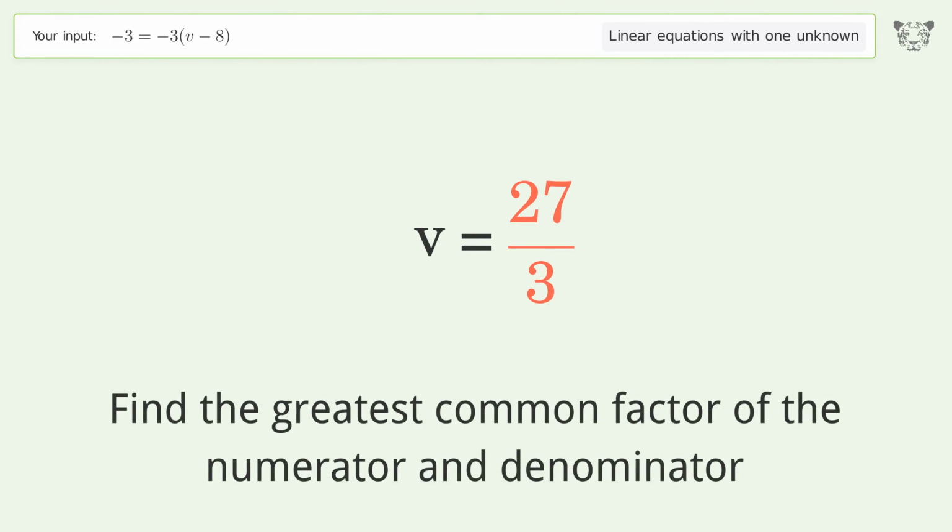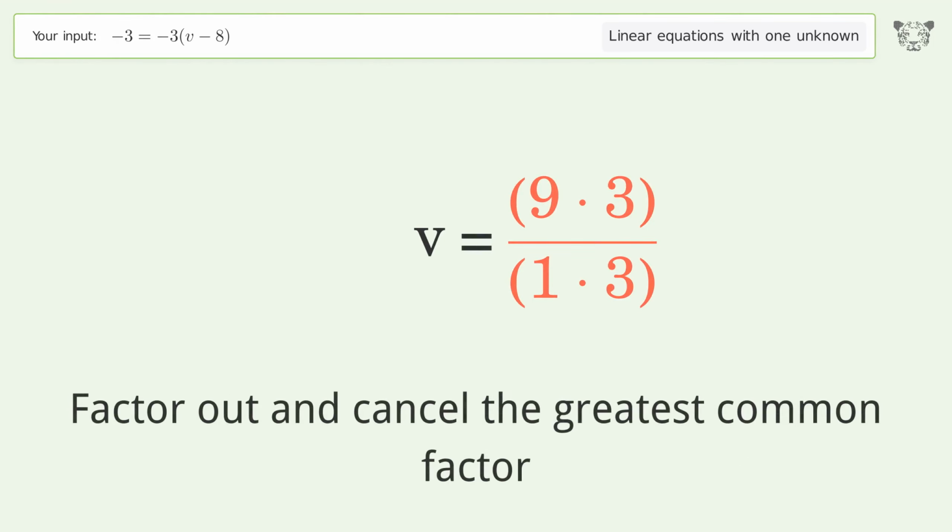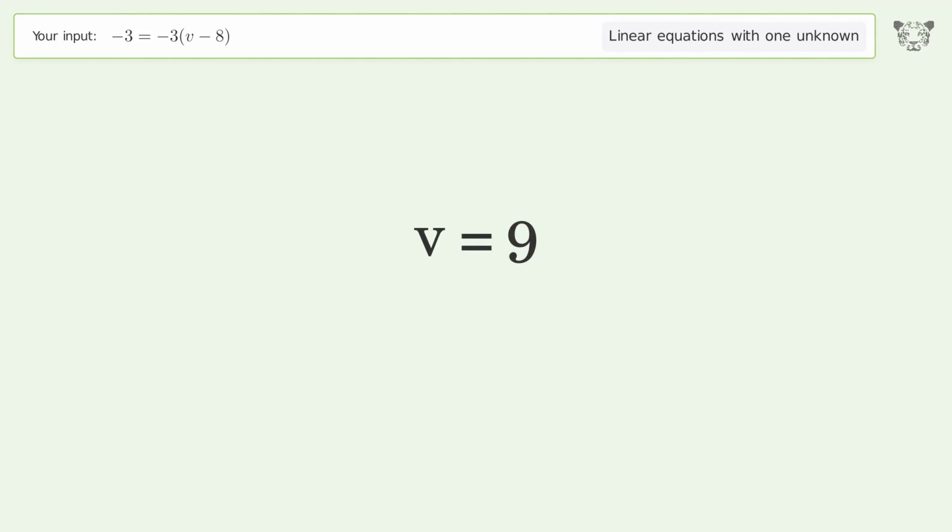Find the greatest common factor of the numerator and denominator. Factor out and cancel the greatest common factor. And so the final result is v equals 9.